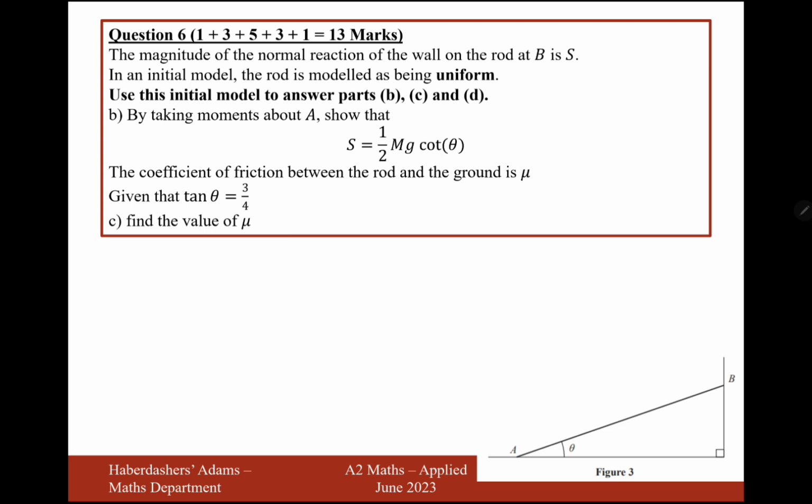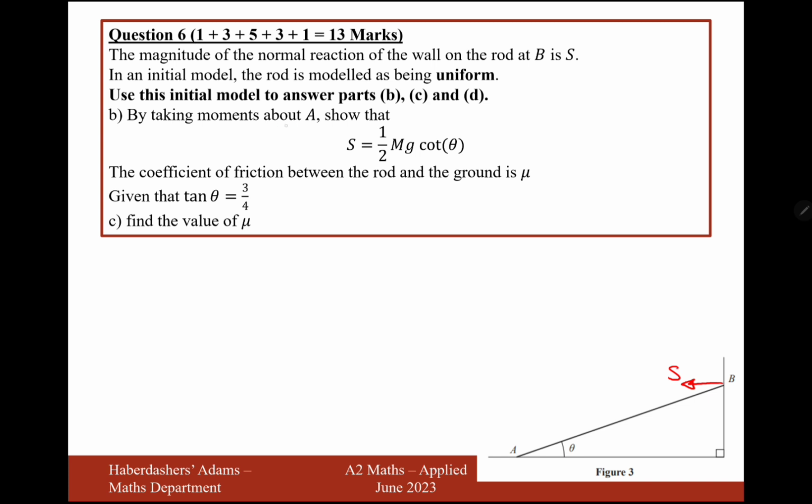Okay, so there we are. Let's move on to part B now. The magnitude of the normal reaction of the wall on the rod is S. Okay, let's add that onto the diagram. In the initial model, the rod is modelled as being uniform. Use the initial model to answer parts B, C and D.